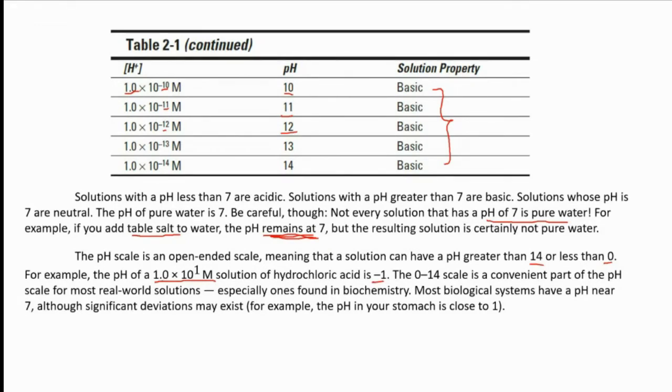The 0 to 14 scale is a convenient part of the pH scale for most real-world solutions, especially ones found in biochem. So most biological systems have a pH near 7. Say, malapit na physiological pH natin at 7.4, although significant deviations may exist. For example, yung stomach natin has a pH close to 1. So very acidic yung stomach acids natin.